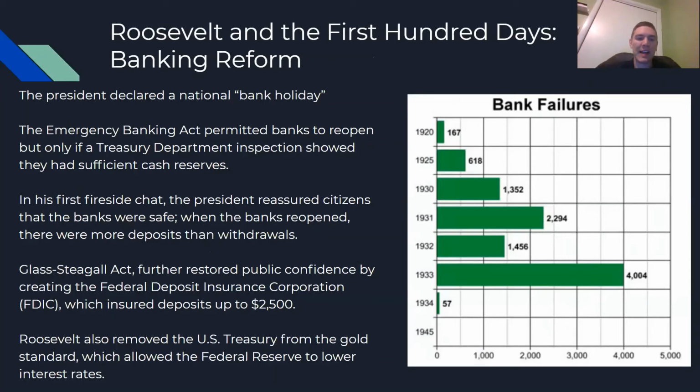They also create the Glass-Steagall Act, which makes the Federal Deposit Insurance Corporation, or FDIC, saying that your money in a bank is insured by the government up to $2,500. So basically, this is going to make people say, oh, I don't need to take my money out of the bank anymore because it's all protected by the government.